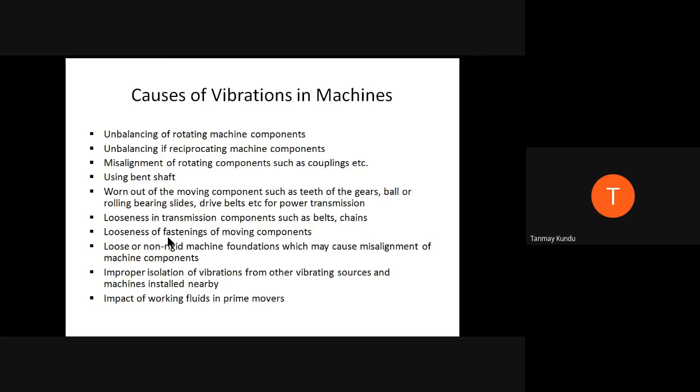Now, point number two, unbalancing of any reciprocating machine component. Reciprocating action is also available in your automobile cylinder. With the reciprocation of the piston, there must be a vibration phenomenon. Obviously, in reciprocating pumps and reciprocating compressors, the reciprocating phenomenon is going on everywhere. So if that system is unbalanced, there is a chance of creation of vibration.